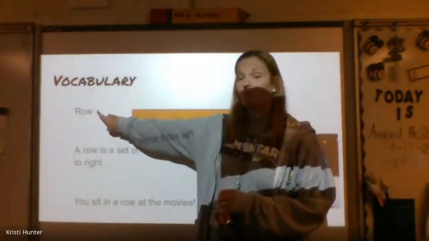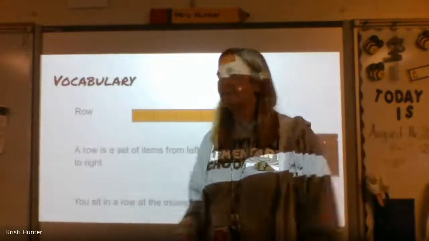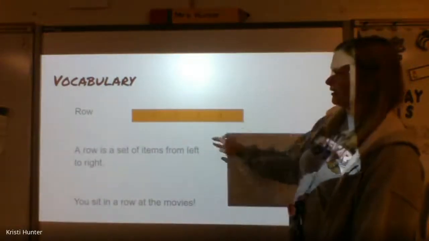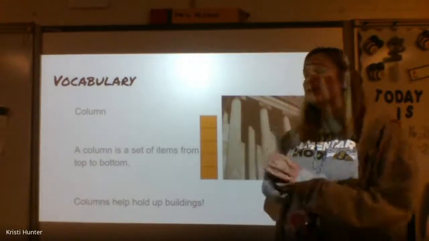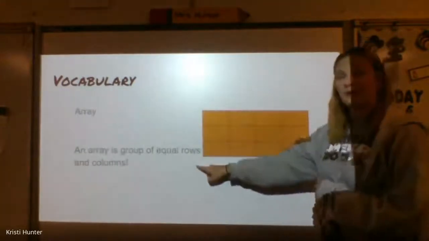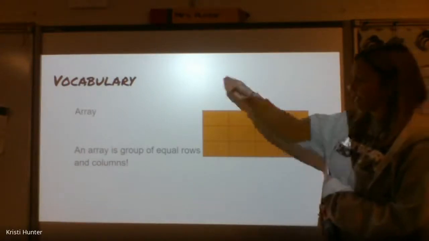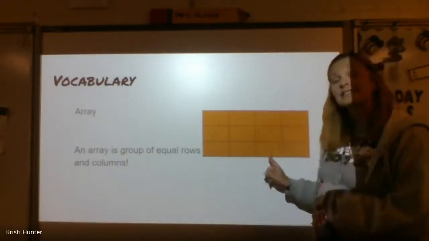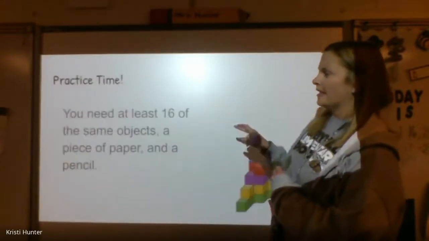Remember this word row. Row goes left to right, right? And then we have our column, which goes up and down. So when we put them together, we build our array. It's made up of rows and columns. And this is what we're going to be making today. All right? So here we go.